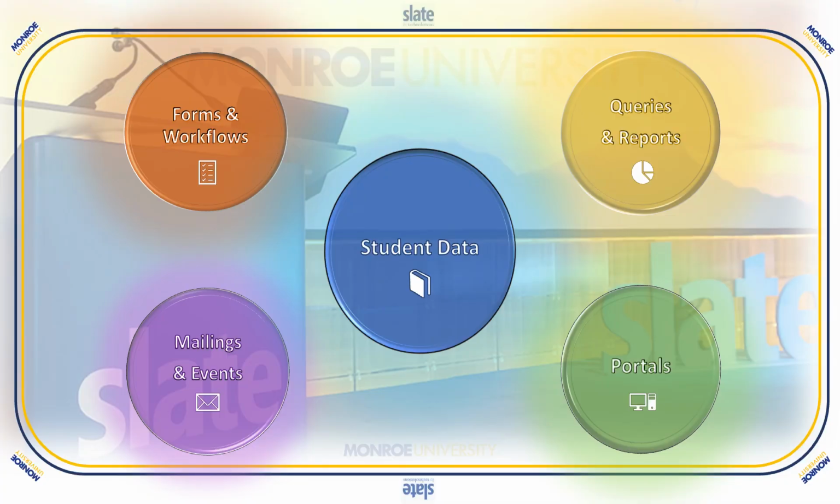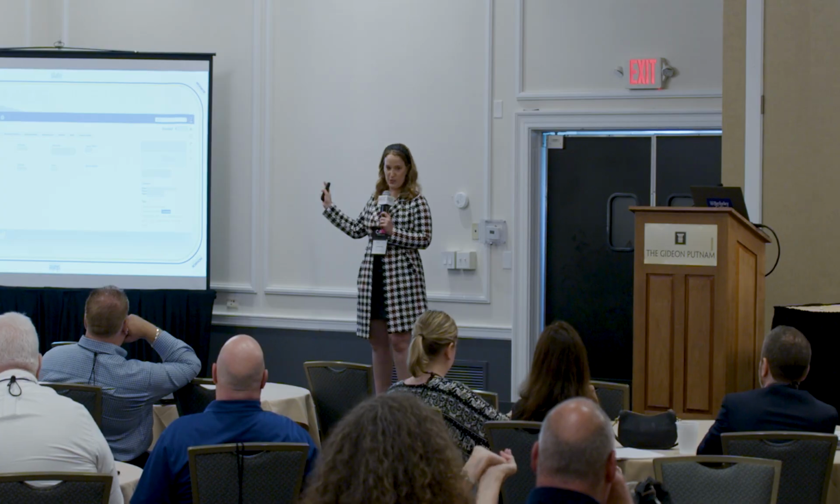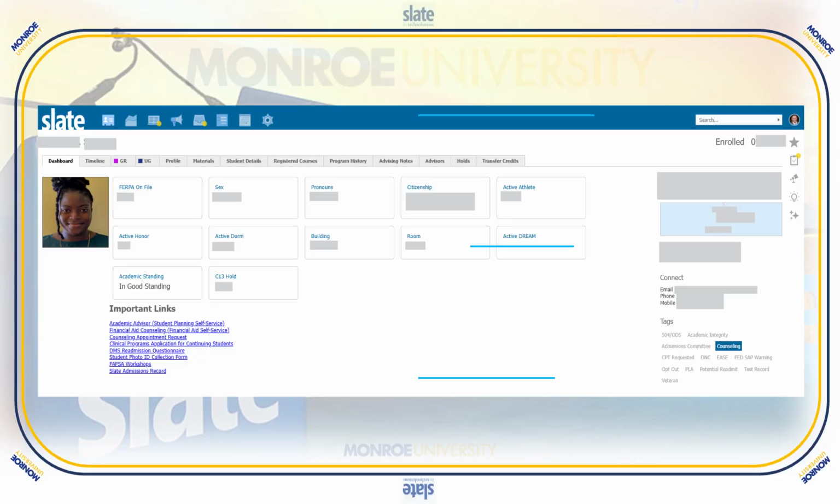The 5 domains that I'll go through, I'm going to start with student data. When you get to Slate Student Success, this student gave permission for us to use her picture. All information has been redacted. But this is what the home page looks like when you're looking at a student.